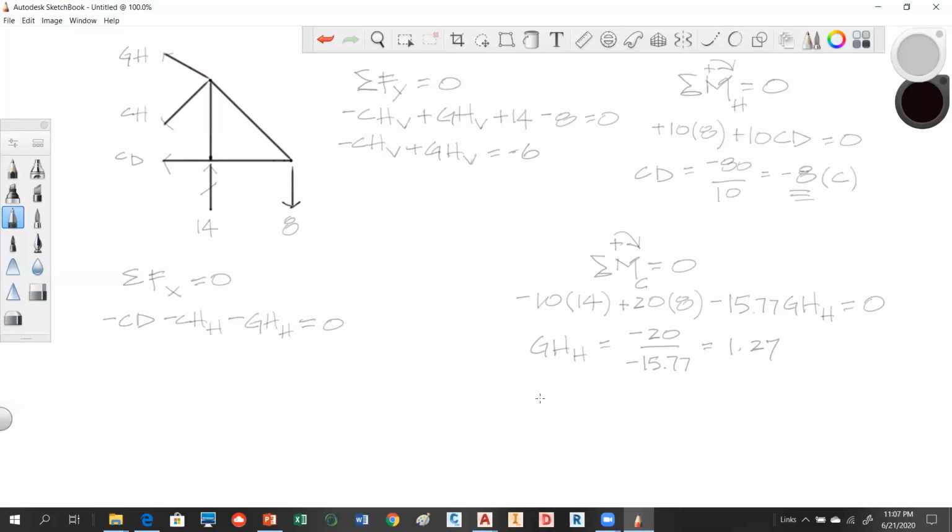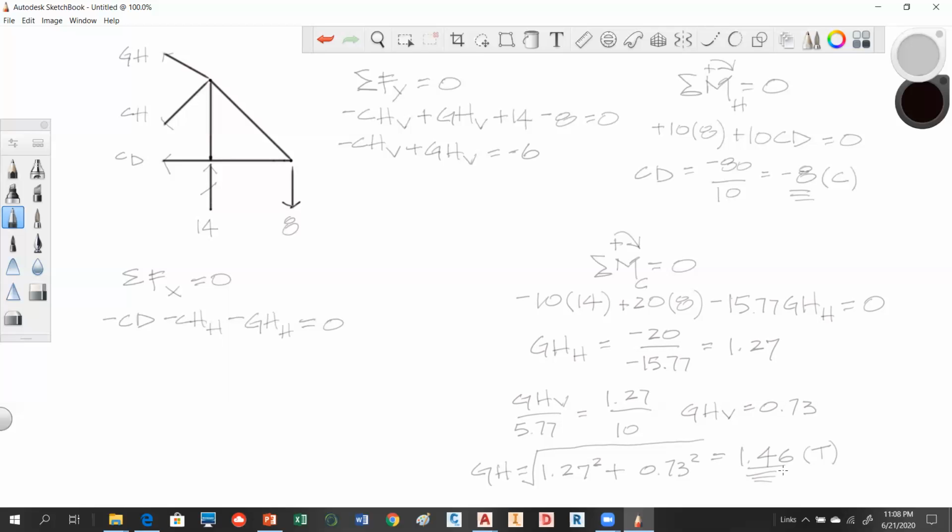So utilizing my geometric relationship, that can tell me that GHV is to 5.77 as 1.27 units of force is to 10. And GHV, therefore, will be 0.73. So knowing those two things, we can solve GH. GH is 1.27 squared plus 0.73 squared. That will give me 1.46 of tension. Okay, so that is a tension member.